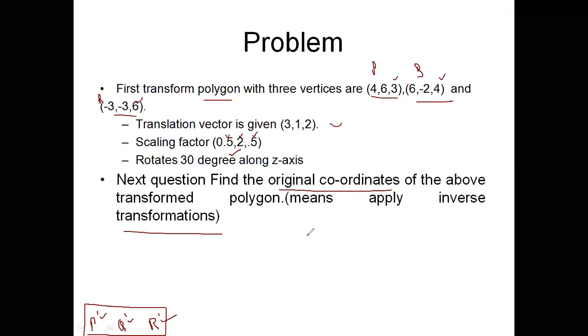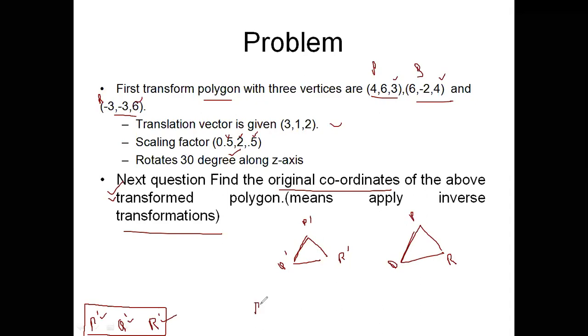Okay, so the new object will be generated with p dash, q dash and r dash. So I'm trying to say that where this object was originally placed. So now using these points you will apply the reverse of the transformation of this.